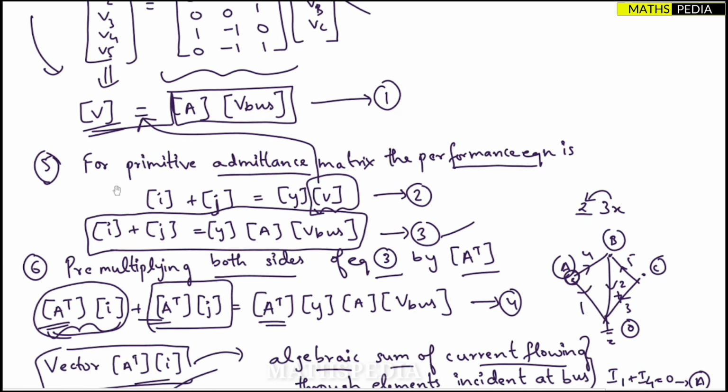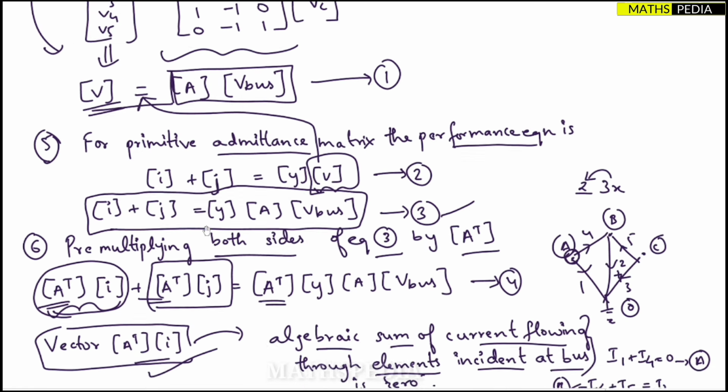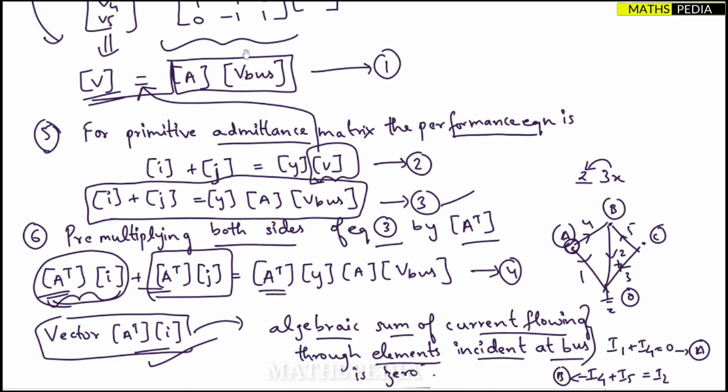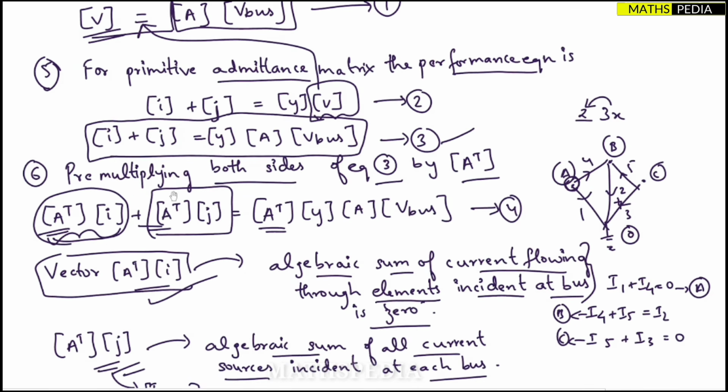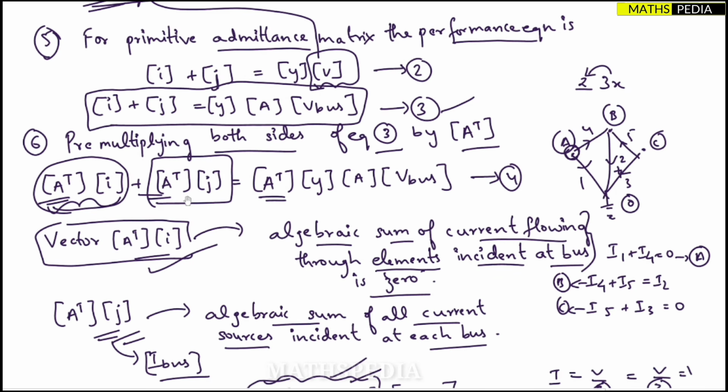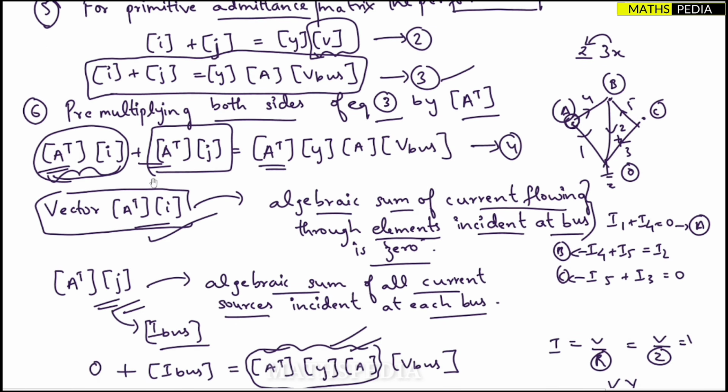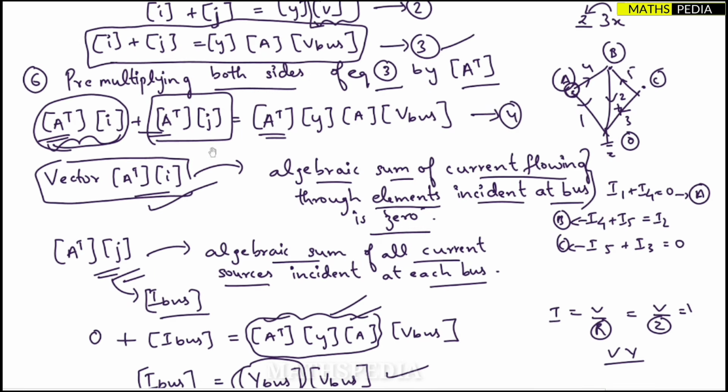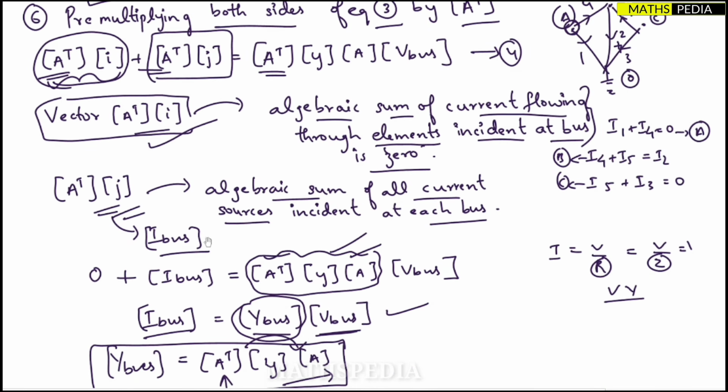The fifth step is that for the primitive admittance matrix, that is the small y matrix, the performance equation is I plus j is equal to Y into V. So in place of V, I am putting the first equation, that will become A into V bus. The next step, the sixth step, is that I am pre-multiplying both sides of the third equation by A transpose. So it will become A transpose into I plus A transpose into J, equal to A transpose Y A and V bus. Now here A transpose into I is nothing but 0. A transpose J is I bus. That step you need to remember.